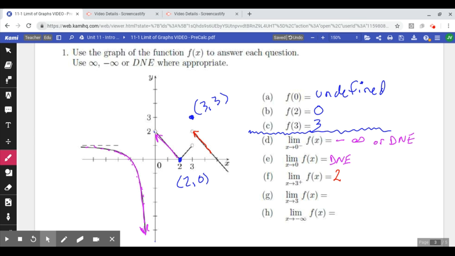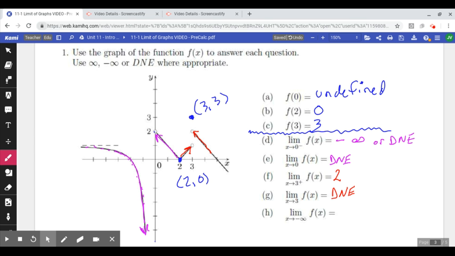Let's talk about the two-sided limit now as x approaches 3. That's part G. We've already investigated the limit as x approaches 3 from the right. Let's investigate what happens as x approaches 3 from the left. That appears to be 1. The limit as x approaches 3 from the right is 2, and the limit as x approaches 3 from the left is 1. So the two-sided limit, unfortunately, again, does not exist here.